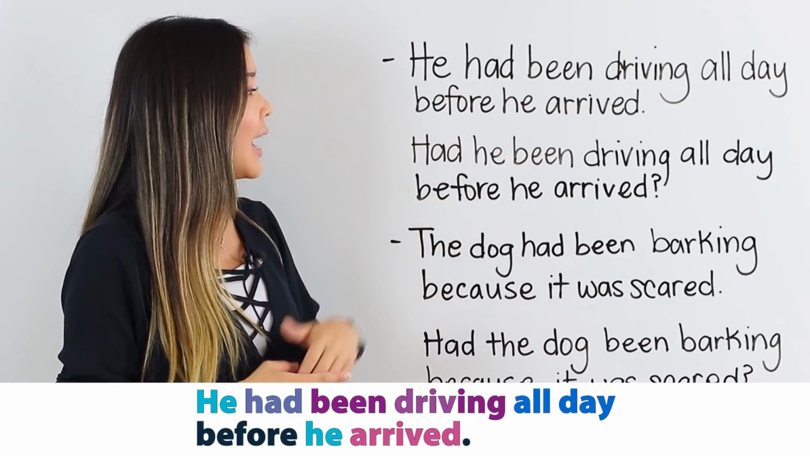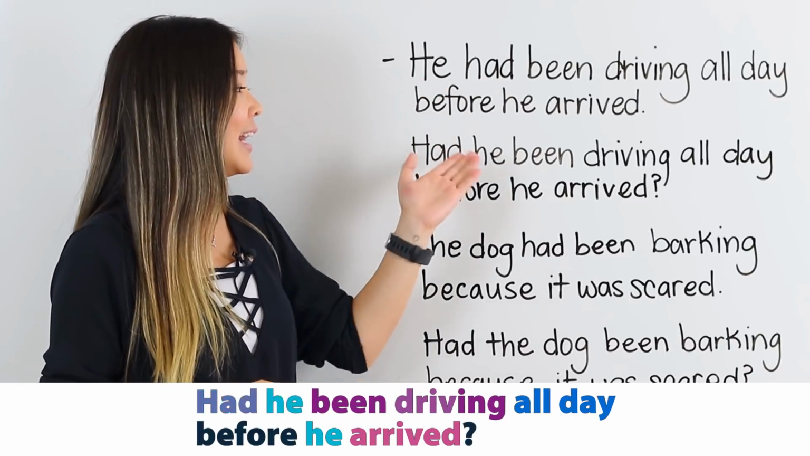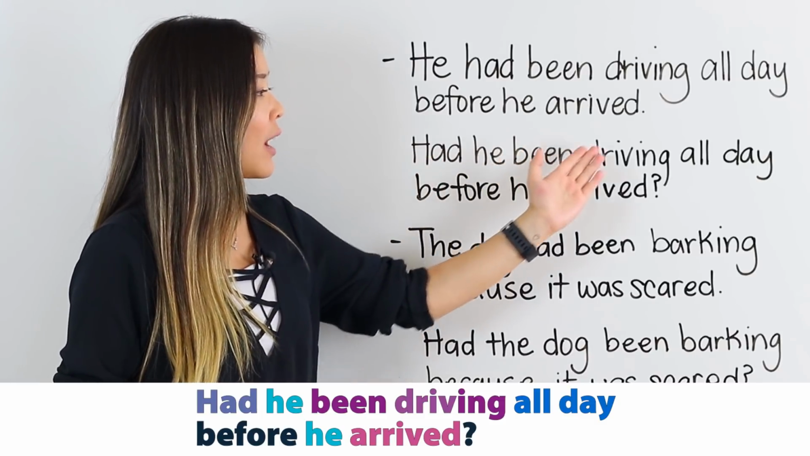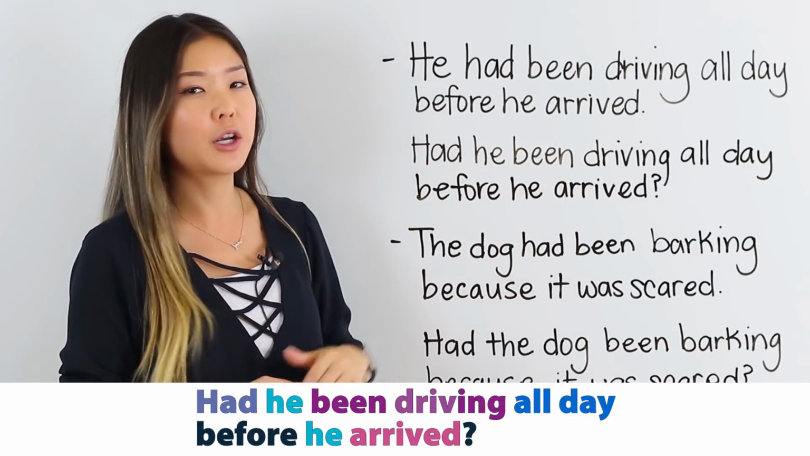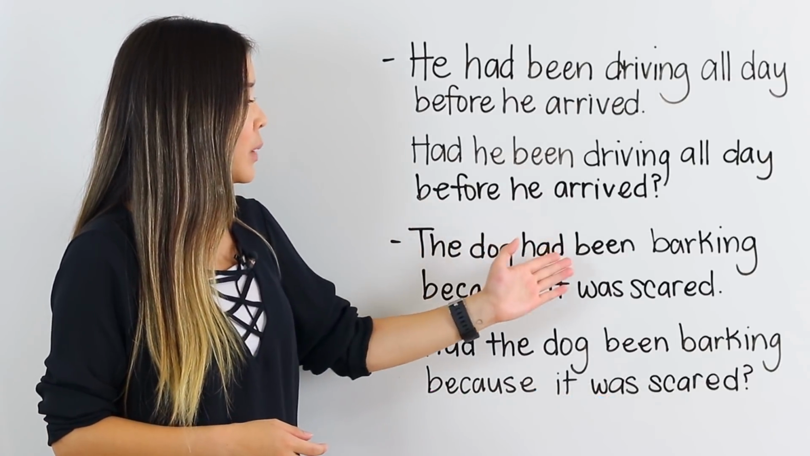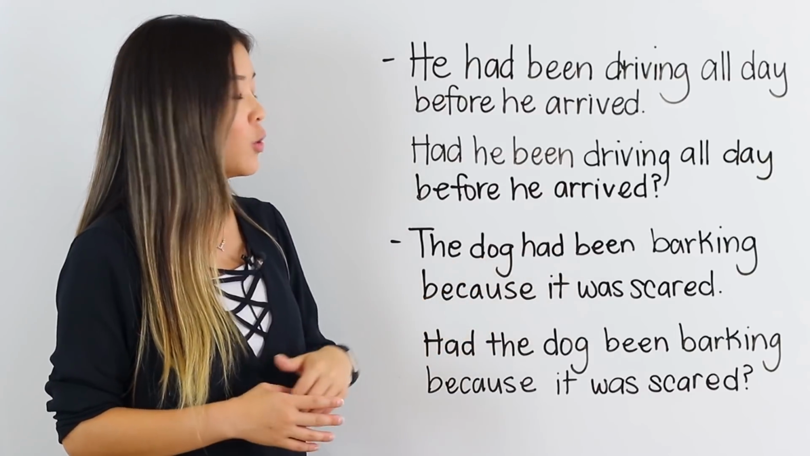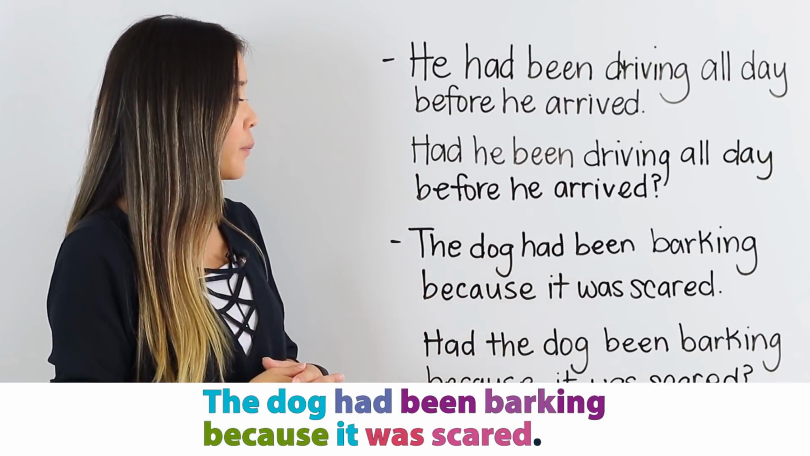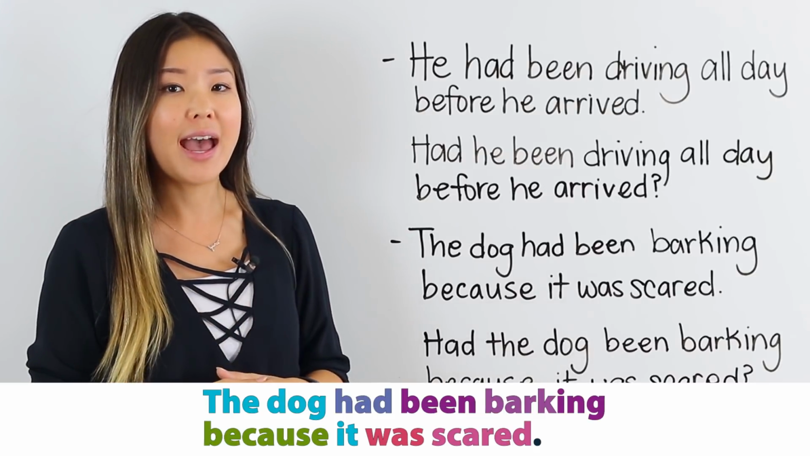Instead of "he had," now I can say "had he" in order to form a question. Had he been driving all day before he arrived? The next sentence says, the dog had been barking because it was scared. In this case, the subject is the dog. And then we follow with had.